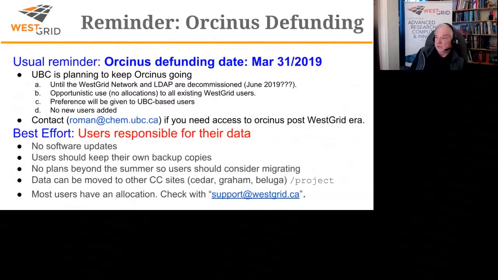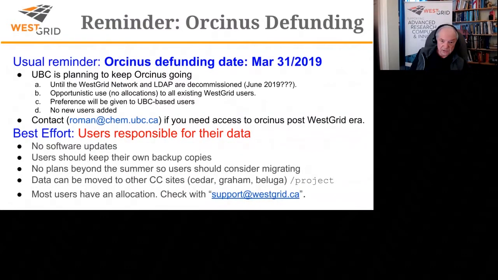This one's about Orcinus. Remember, Orcinus is at UBC. The defunding date is March 31st. And I really want to thank UBC because they're going to keep Orcinus going for as long as possible. And the key here is that we have a WestGrid network and authorization system that's scheduled for decommissioning sometime later in the summer. We put down June here, but it'll probably be a bit later than that. And until that, UBC will keep Orcinus going.